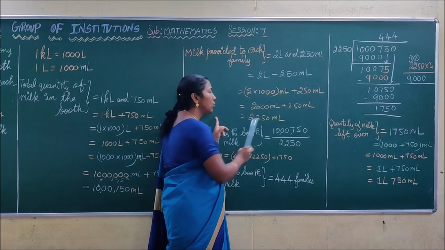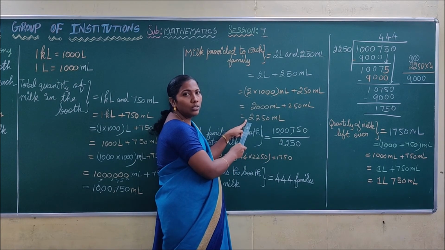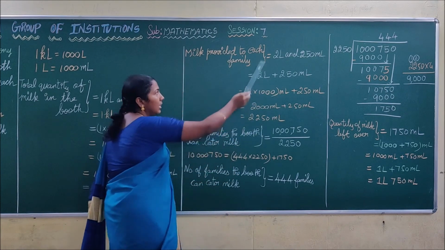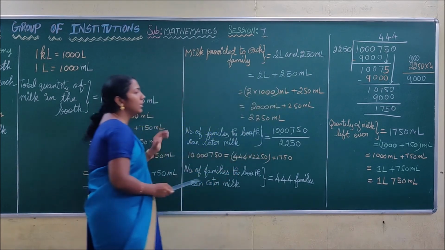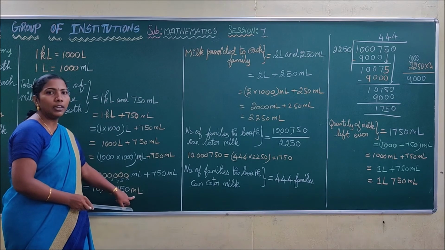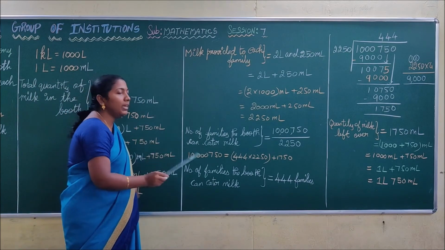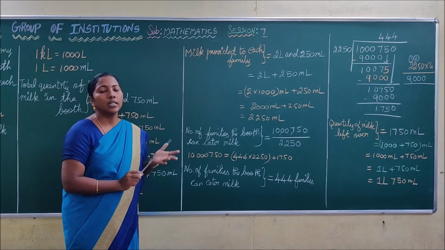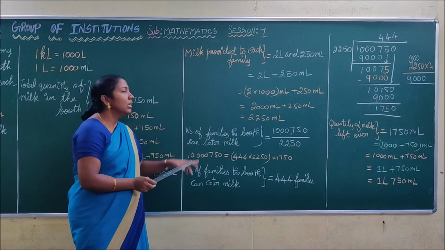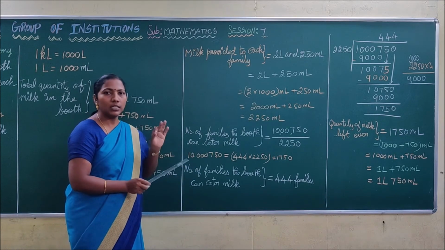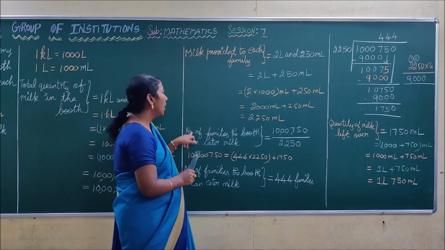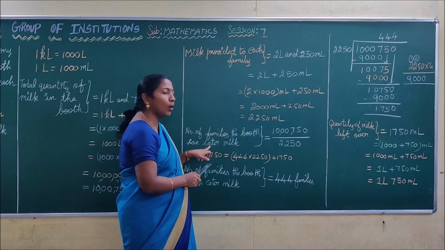By adding these two values, we get 2250 milliliter. Thus, we have converted the given value into the single unit, that is milliliter. If the values are in the same unit, then only we can apply any operation, addition, subtraction, multiplication or division. The values of the data must be in the same unit. Okay. Now we are going to find how many families the booth can provide the milk.